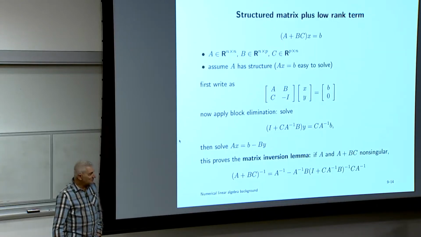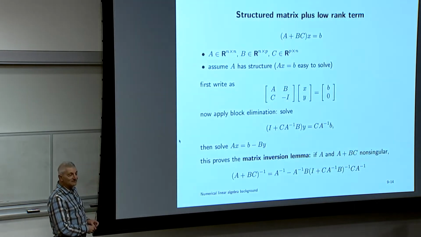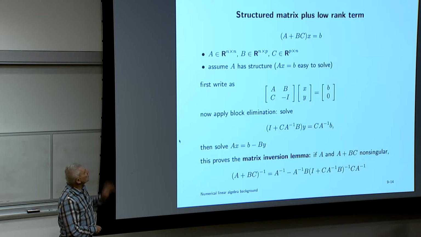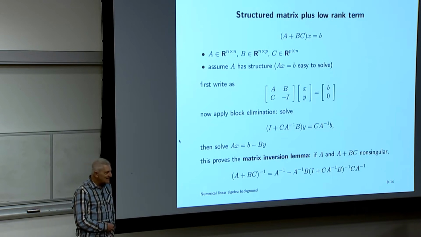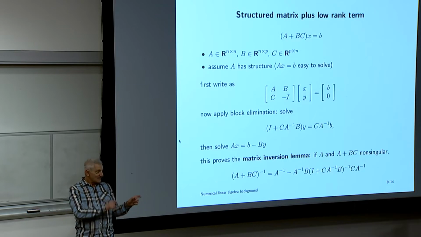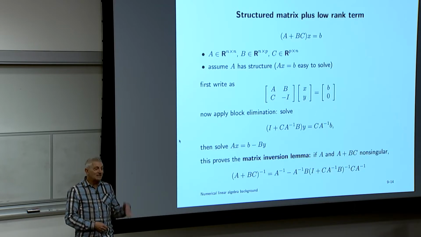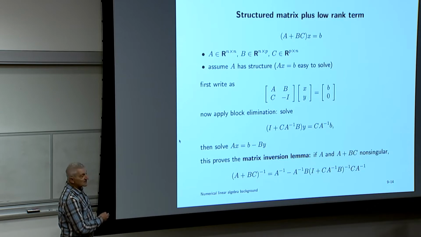So here it is. You start with (A plus BC) times X equals b. In fact, some people call this a low rank perturbation of A. That's not fair, because no one said that B and C are small. But if B had just a handful of columns and C had a handful of rows, this would indeed be what people call a low rank update to A. So we want to solve a system that looks like that.